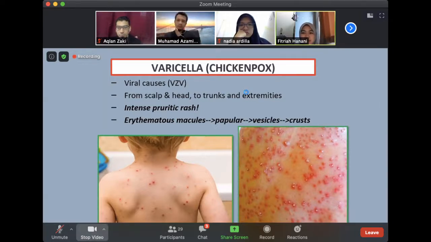Okay, so next are the viral causes, which is chickenpox, the most common one, caused by the varicella zoster virus. These rashes spread from the scalp hair to the trunk and also extremities. The patient may present with an intensely pruritic rash. This is the evolution of the rash. First, it presents as erythematous macules, then proceeds to papules, vesicles, and also crusts.